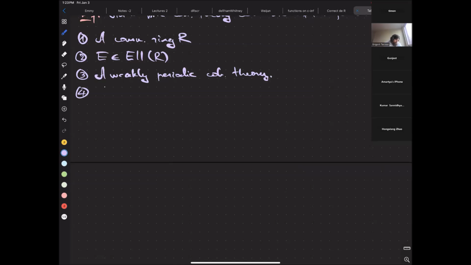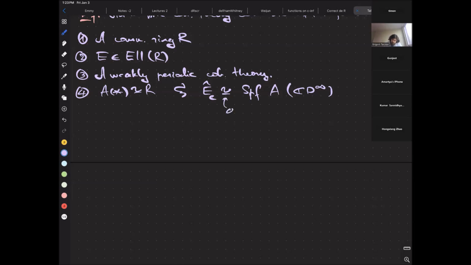And finally, you have an isomorphism like this: the formal completion of this elliptic curve at the identity section is isomorphic to the formal spectrum of this cohomology theory evaluated on CP infinity. And this is an isomorphism of formal groups.